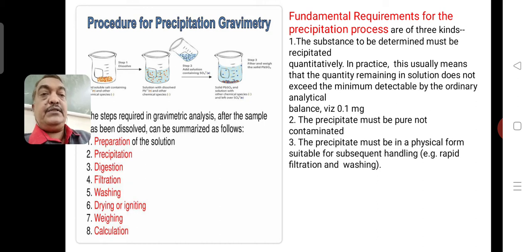When you heat it for 30 minutes, colloidal particles form first, and the colloidal particles slowly get converted into crystalline form. For this it requires 30 to 40 minutes. After 40 minutes, well-formed crystals appear at the bottom of your beaker. So this conversion of precipitated colloidal particles into crystalline form is called the digestion process.